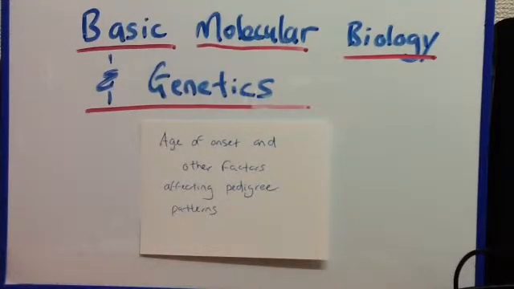Okay, let's talk about age of onset and some other factors affecting the pedigree patterns. So first we should know that not all genetic disorders are congenital, meaning that many are not expressed until later in life. Some are expressed at a characteristic age and others are at variable ages.